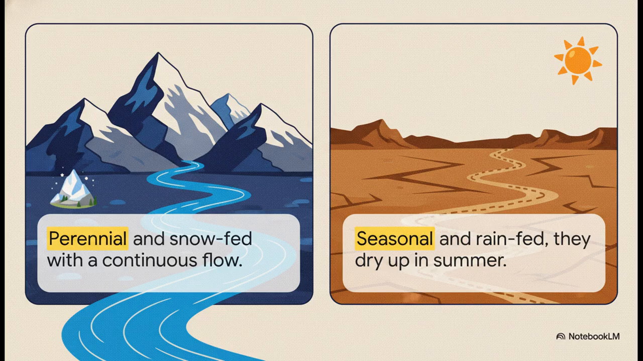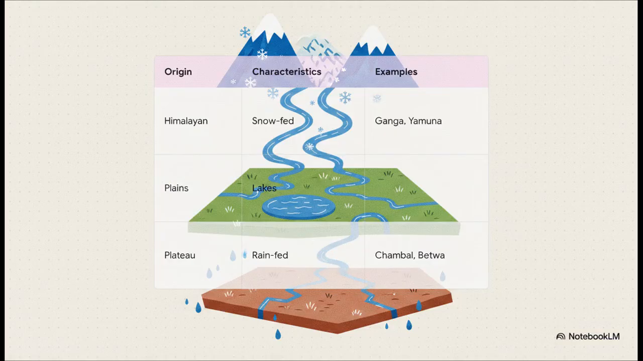But on the flip side, we have the southern plateau rivers. These are rain-fed and strictly seasonal. Because they rely entirely on the monsoon, they tend to dry up in the summer. And that summer dry spell intensely impacts agriculture, causing some really tough drought conditions down in southern regions like Bundelkhand. When we break it all down, we have our Himalayan giants, like the Ganga and Yamuna, born straight from glaciers, and the southern plateau rivers, like the Chambal and Betwa, flowing upwards to meet them.